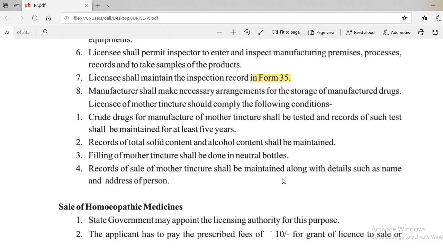So here also again, if there is alcohol in it, and you are formulating alcoholic preparations, then definitely there are some criteria. The record should be there, where you bought the raw material and how you are going to store it, then its proper record. Everything you should mention as per the law.